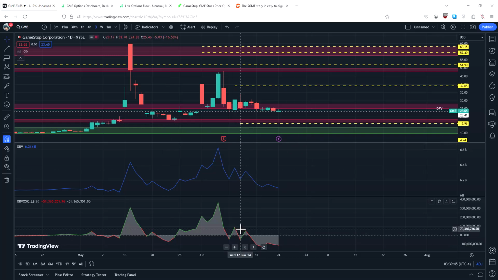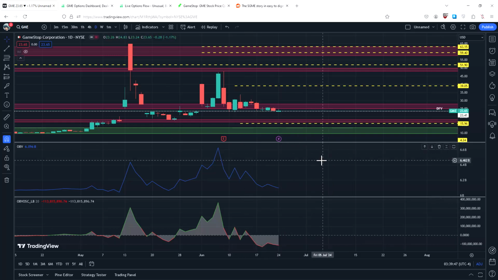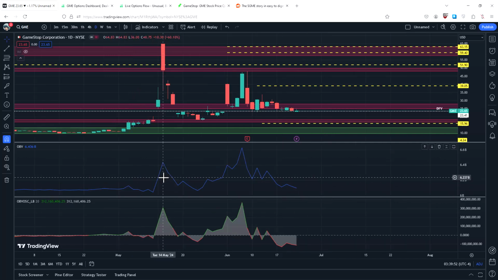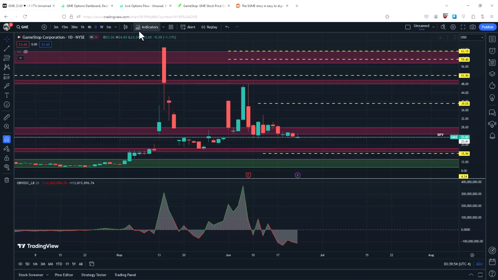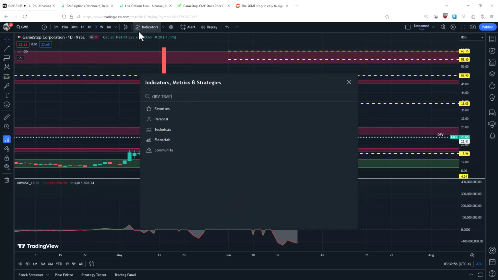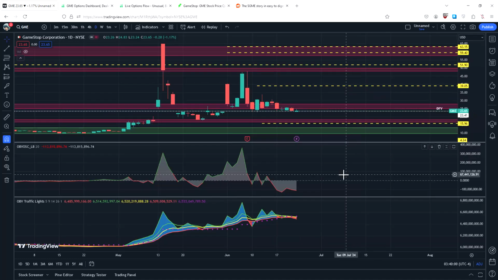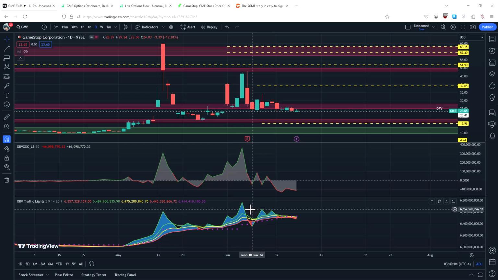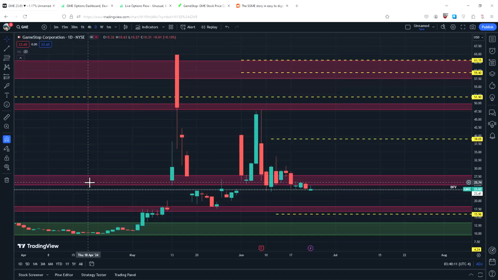If you notice, it's been on a selling trend. Even this oscillator, when you zoom in, shows it. If you guys want another one for reference, that's pretty neat: the traffic lights. It's in one of those Donchian things.